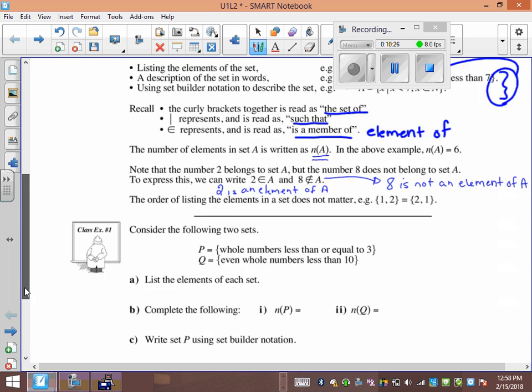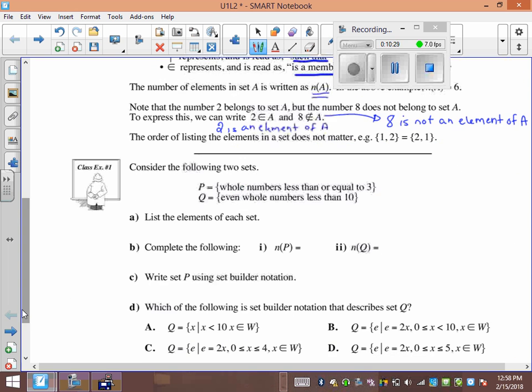So P are the whole numbers. What does whole numbers mean? 0, 1, 2, 3, 4, and so on, right? The whole numbers less than or equal to 3. This is great, the wording, but I want it written as the elements because that will help me. So I start at 0 and then 1, 2. Do I include 3? Why? Because it says equal to. If it just said less than 3, I'd be done, right?